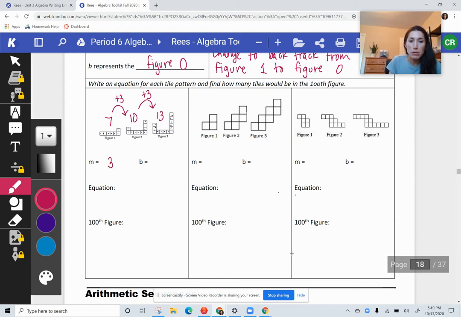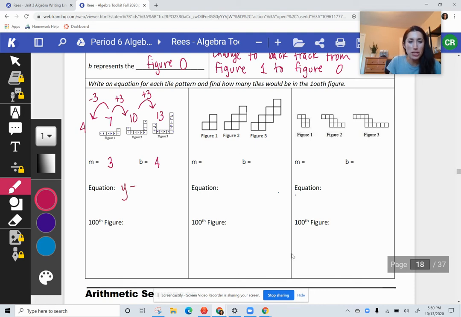To figure out our b, we want to backtrack from this figure 1. So instead of adding 3 to get from figure 1 to figure 2, we're going to do the opposite of that, and we're going to subtract 3 and imagine there was a term that came before this, or a number of tiles in the pattern that came before that. So 7 minus 3 is going to be 4. So that if I were to start at 4 for the 0th term, then I would go plus 3, plus 3, plus 3 to get to the next ones. So we're going to say 4 is our y-intercept, or our figure 0.